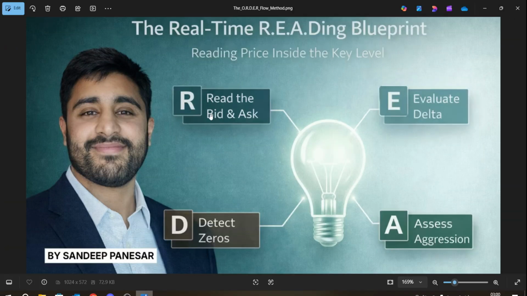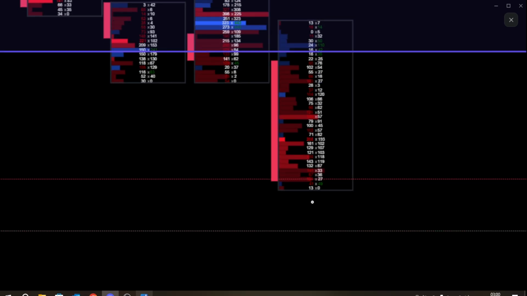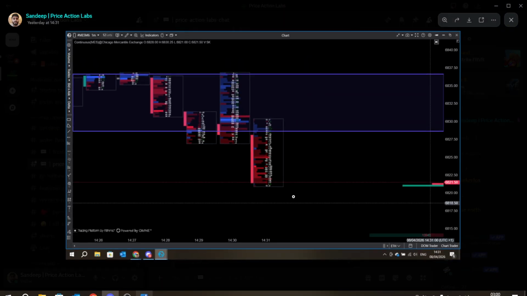So again, read is the bid and ask, evaluate the delta, assess aggression, and detect zeros. So let's take a look at A and D. Assess aggression and detect zeros. So we detected a 0 here, right? We had a ton of aggression, and we detected a 0 over here. And this signifies that buyers were really aggressive and they failed because we had this big red candle to the downside. Massive selling volume at 9:31 Eastern.